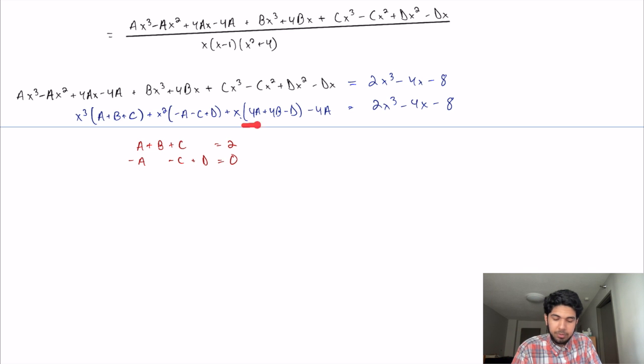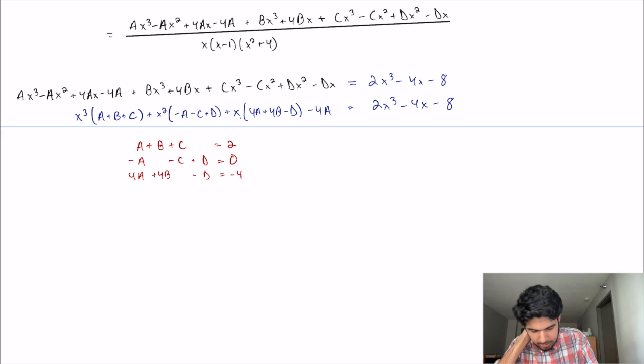On the left-hand side, we have this 4a plus 4b minus d term. That should be equal to minus 4. So 4a plus 4b minus d equals minus 4. And lastly, we have that minus 4a equals minus 8. So minus 4a equals minus 8. That last equation there, by dividing by negative 4 on both sides, tells us that a equals 2.